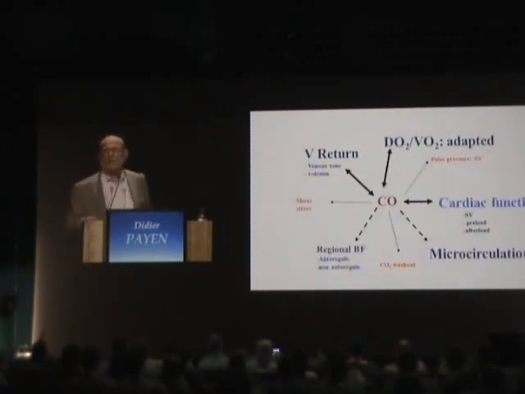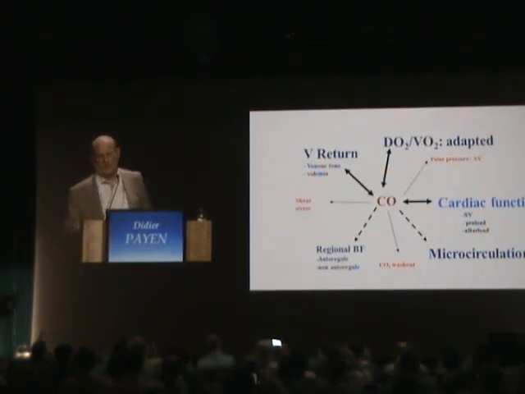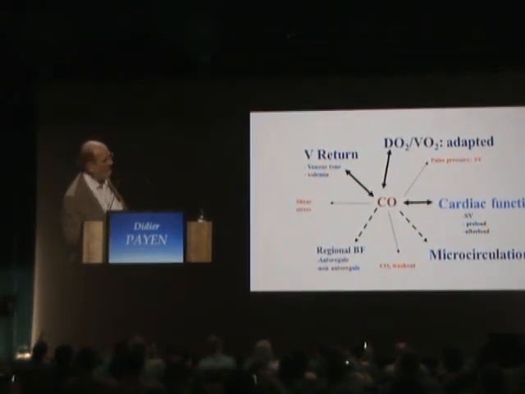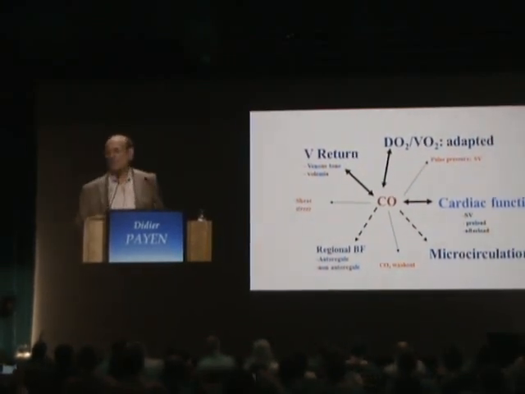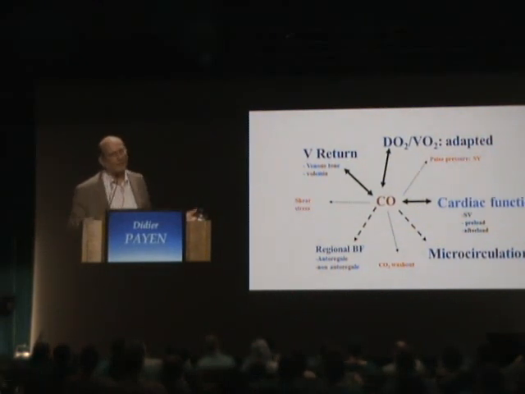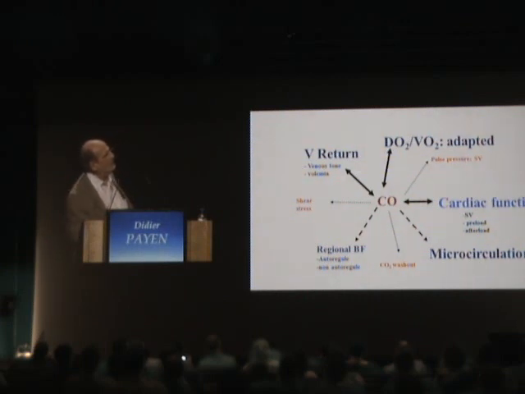Then if you look at the major determinants of cardiac output, you see you have a lot of them. The first one is the amount of blood coming back to the heart, so the pump can pump. But if you have nothing to pump, you cannot generate flow. And this is an important issue from Mr. Guyton. The other one, which is very important, of course, is the cardiac function.